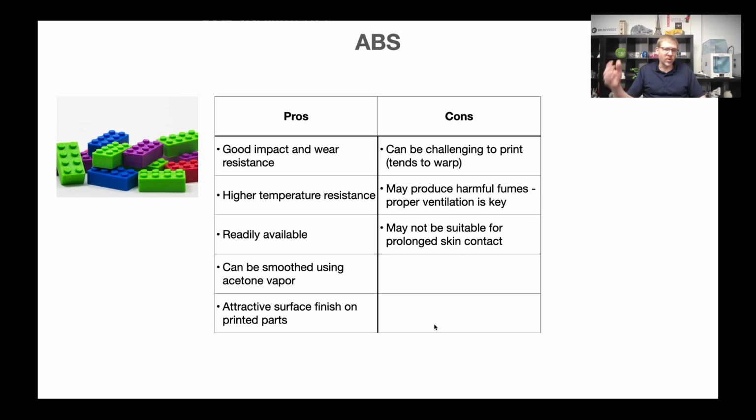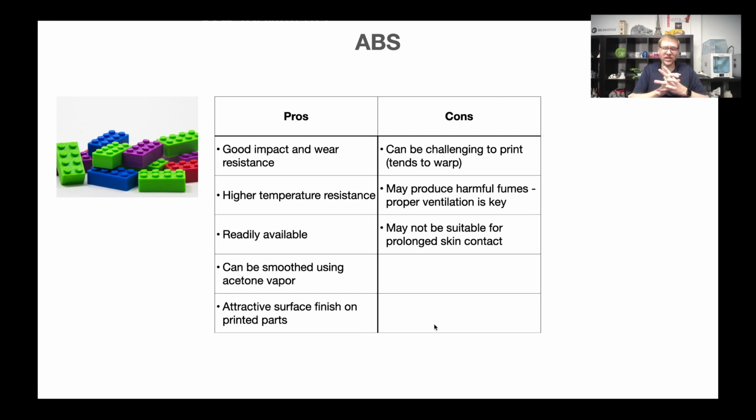It's easily available. One of the things I like about ABS is that it can actually be post-processed using an acetone vapor treatment. You have to, of course, use appropriate safety measures, but this will smooth the outer surface by essentially melting the outer surface of your part. And it comes out looking smooth and shiny, almost like an injection molded part. So that can be a really useful technique for certain circumstances.